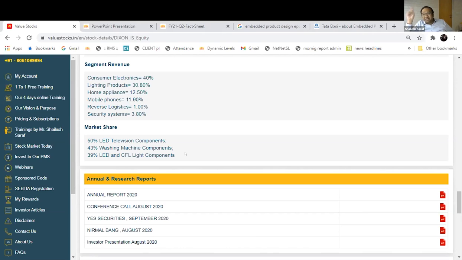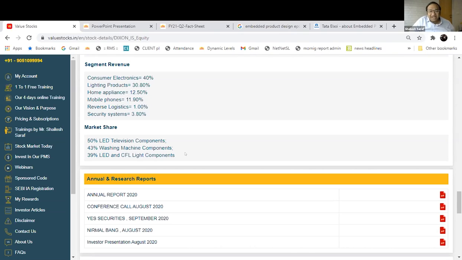43% वॉशिंग मशीन, मतलब अगर आप देखेंगे तो जो वॉशिंग मशीन वर्लपूल बनाता है उसके जो कंपोनेंट्स हैं वो डिक्सन बनाता है. और उसकी जो इंजीनियरिंग है, उसका जो डिजाइन है वो टाटा एलेक्सी करता है. Are you able to understand how these companies earn with each other? They do their work in a professional manner.